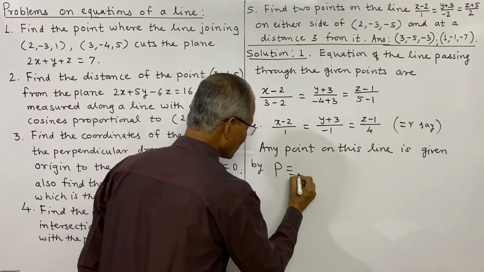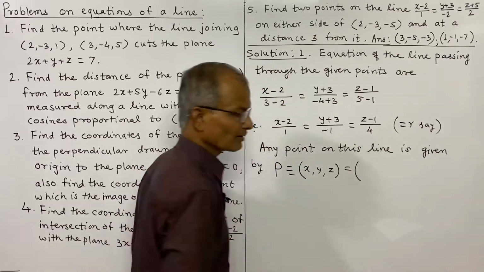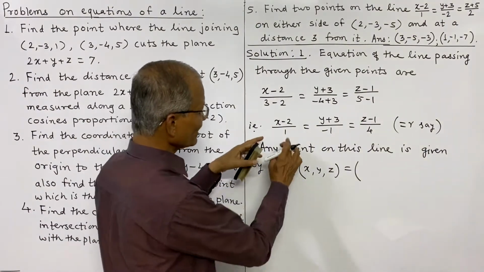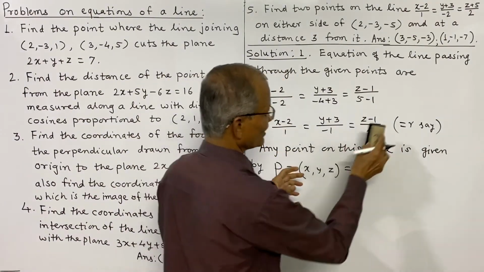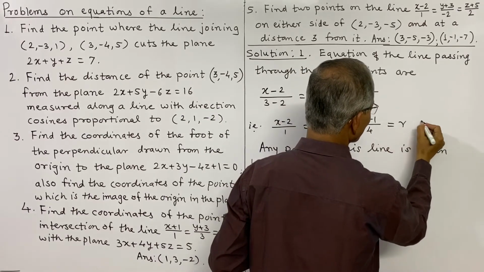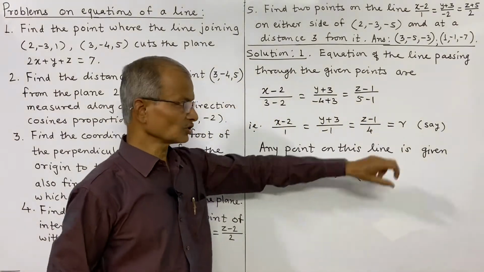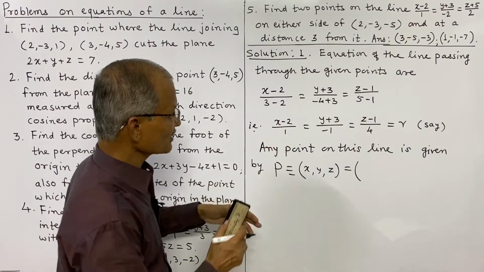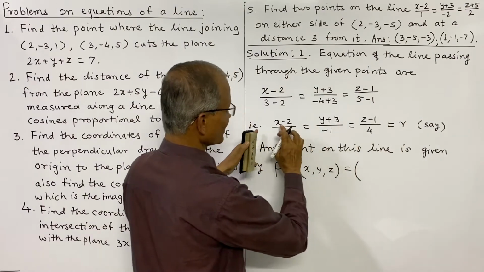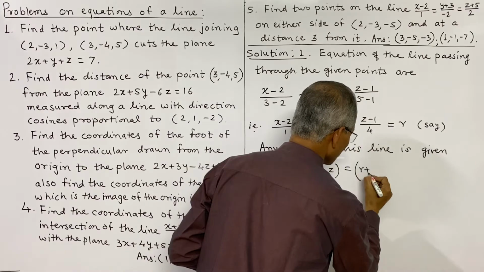we will denote that general point as P with coordinates x, y, z, and this we have seen earlier. And how to write the x value? Now equate this to r. Instead of writing brackets, I will write directly equal to r. Say this r is assumed, and now from this equate the first and the last. So x minus 2 is equal to r. What is x? x will be r plus 2.